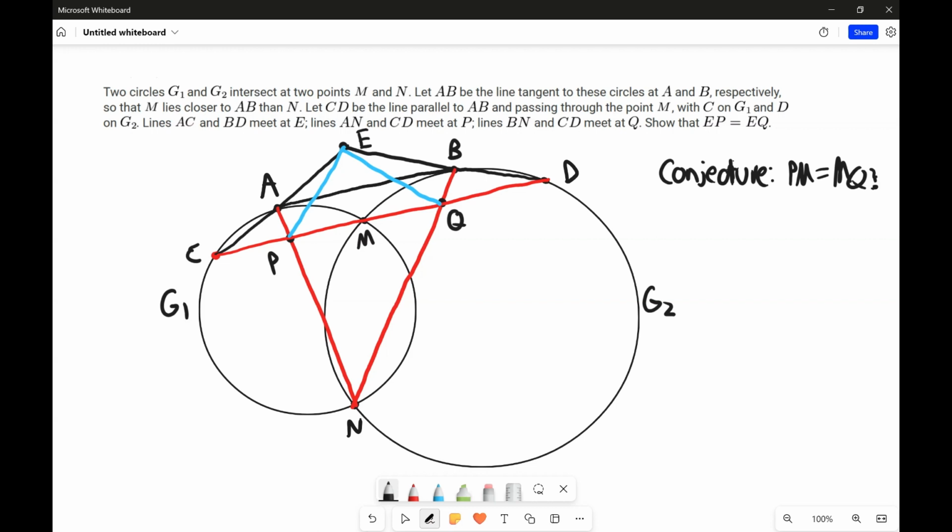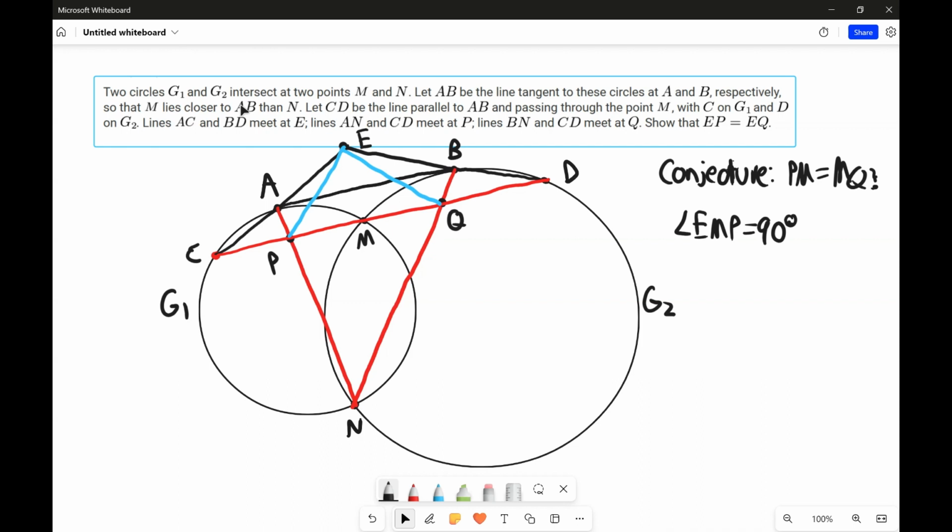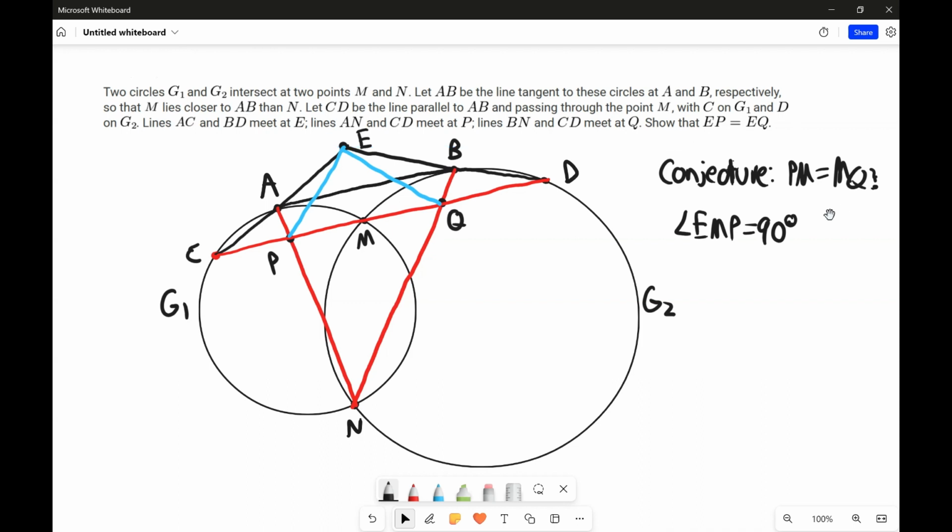And if PM were equal to MQ, then in order to finish the problem, we'd also like to have that angle EMP is equal to 90 degrees. Because if we can show that angle EMP is 90 degrees and PM is equal to MQ, then by the Pythagorean theorem, we'd be done. So now it just suffices to prove these two things.